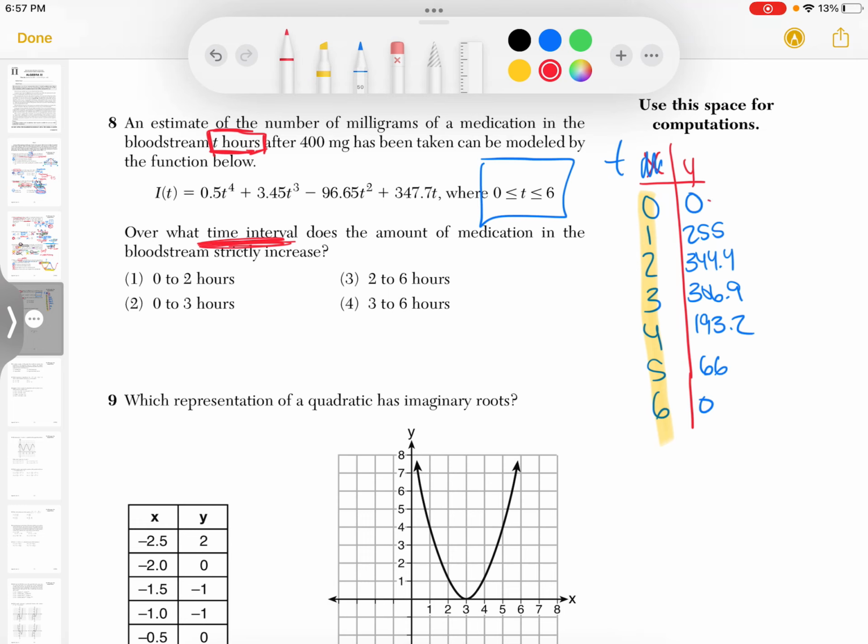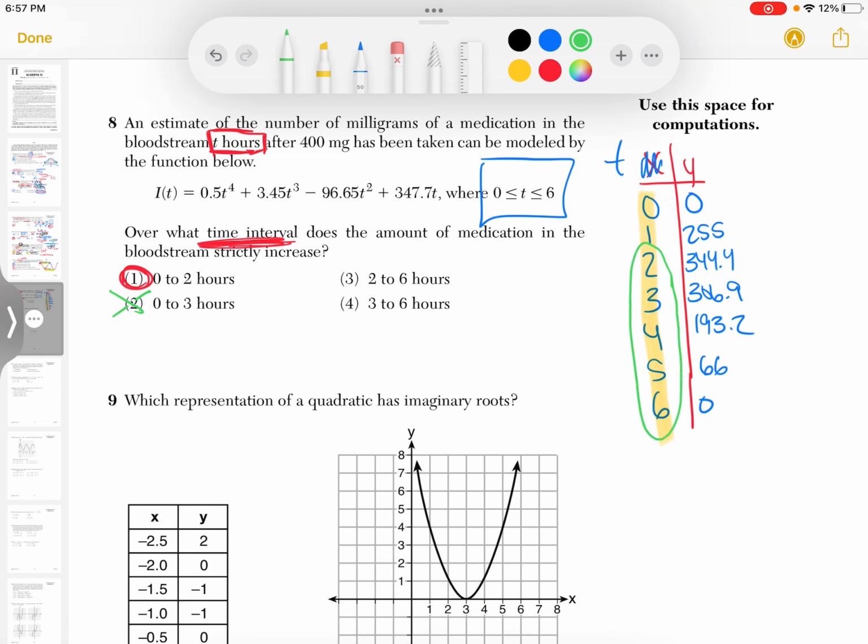So over what time interval, so over which of these values, does the amount of medication in the bloodstream strictly increase? So from 0 to 2, I'm starting at 0. It increases, it increases. It strictly increases from 0 to 2. That's going to be my answer, but you should verify the rest of them. So next, from 0 to 3, that means from here to here. It's going from here up, and then down. It is not increasing from 0 to 3 because it ends up decreasing.